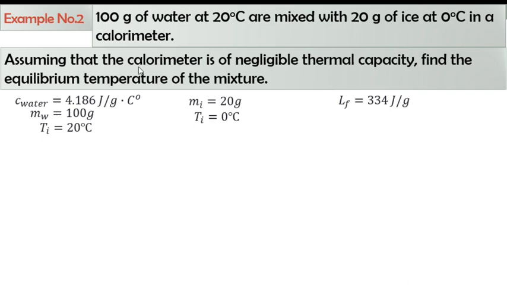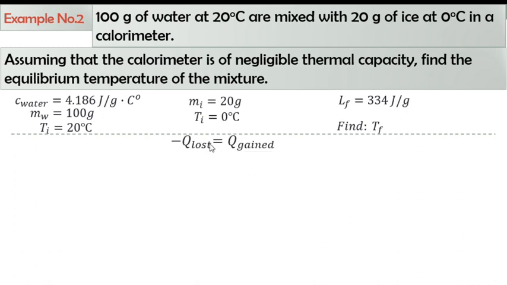Since it's stated here that the calorimeter is of negligible thermal capacity, we will not include the calorimeter as part of our system. And we are asked for the equilibrium temperature of the mixture of our ice and water. So find T sub F. And since we have here water that will release heat for our ice to melt, we will start our equation with negative Q loss equals positive Q gain.